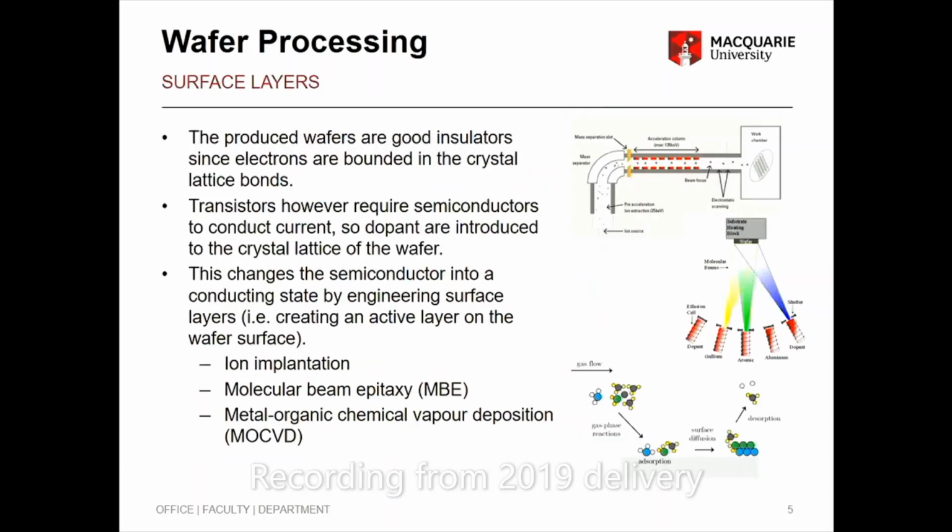Now, when it comes as a substrate, the substrate itself is just an insulator, if you think about it, because it doesn't have enough free electrons for the currents to flow. So you need to grow some active layers. Now that's called surface layering. Now there are different ways that you can grow active layers. The first one is ion implantation, shown in the figure at the top.